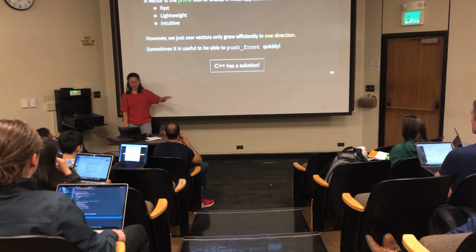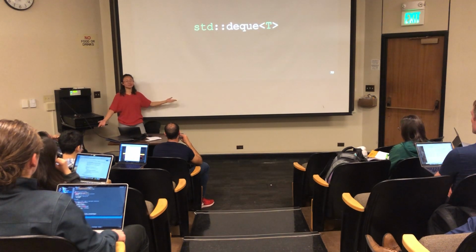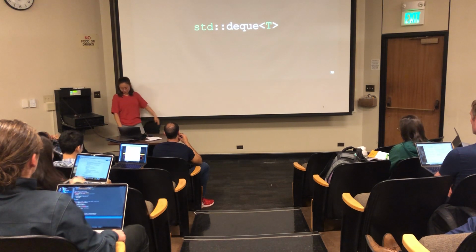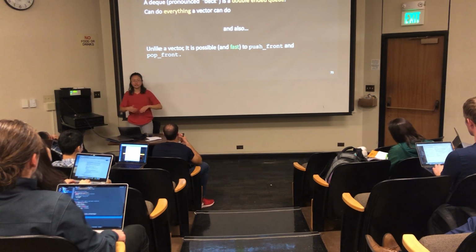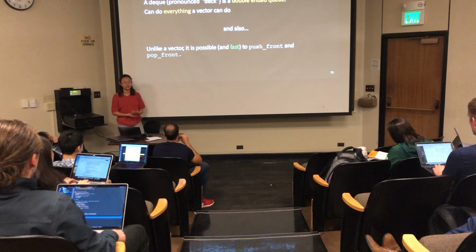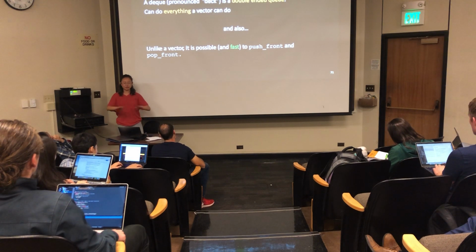And so C++ has actually invented this structure called a deque. A deque, pronounced deck, is a double-ended queue. Essentially, it's just a vector with this added ability to push to the front in an efficient way. So it can actually push to the front of a vector in constant time, if that term makes sense to you.